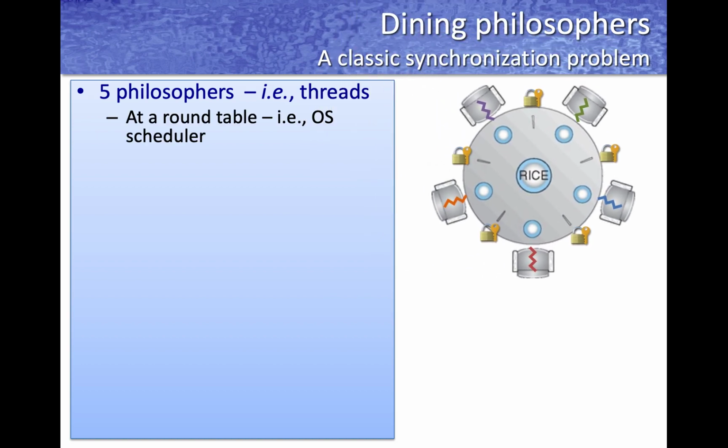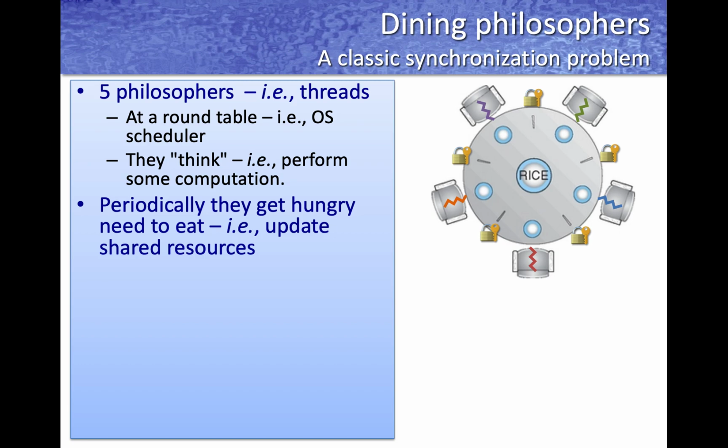That means it's like an operating system scheduler that goes around and around and schedules threads. So sitting at a round table corresponds to the operating system scheduler. Each thread, or each philosopher, thinks. That means they're performing some computation. That's what the thinking part of the philosopher is. Periodically, these philosophers will get hungry and they need to eat. In programming parlance, this is similar to a thread wanting to update some shared resource after it has performed some compute. It needs to output or write some results.